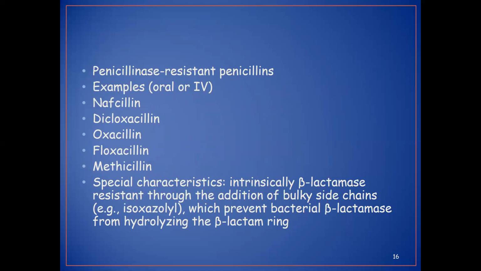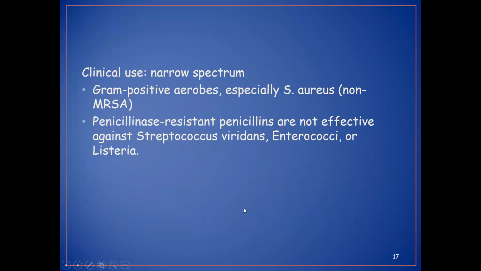Next we have penicillinase-resistant penicillins, given oral or IV. Those are nafcillin, dicloxacillin, oxacillin, flucloxacillin, and methicillin. So these are penicillinase-resistant penicillins, okay? Penicillinase is not going to act on these. Special characteristics include being intrinsically beta-lactamase resistant through the addition of a bulky side chain, e.g. isoxazolyl, which prevents bacterial beta-lactamase from hydrolyzing the beta-lactam ring.